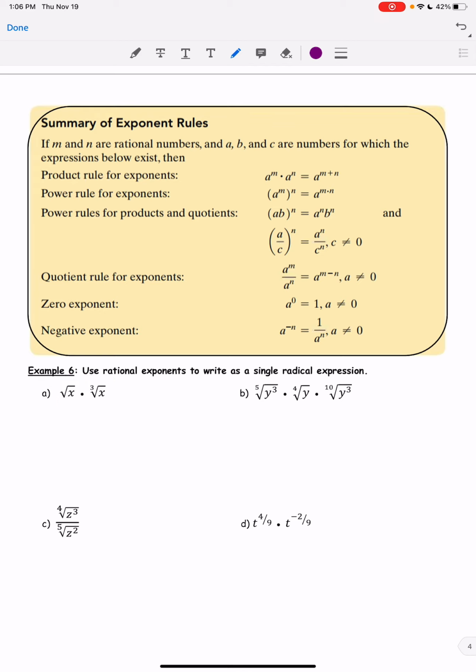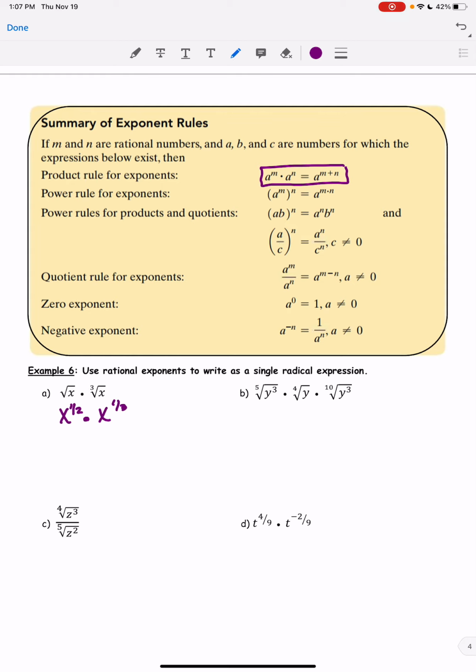So example 6 says use rational exponents to write as a single radical expression. So the square root of x becomes x to the 1/2 power, right? There's a 2 here, there's a 1 here, times the cubic root of x becomes x to the 1/3 power. We've got a 1 right there. So now I can use this rule here.